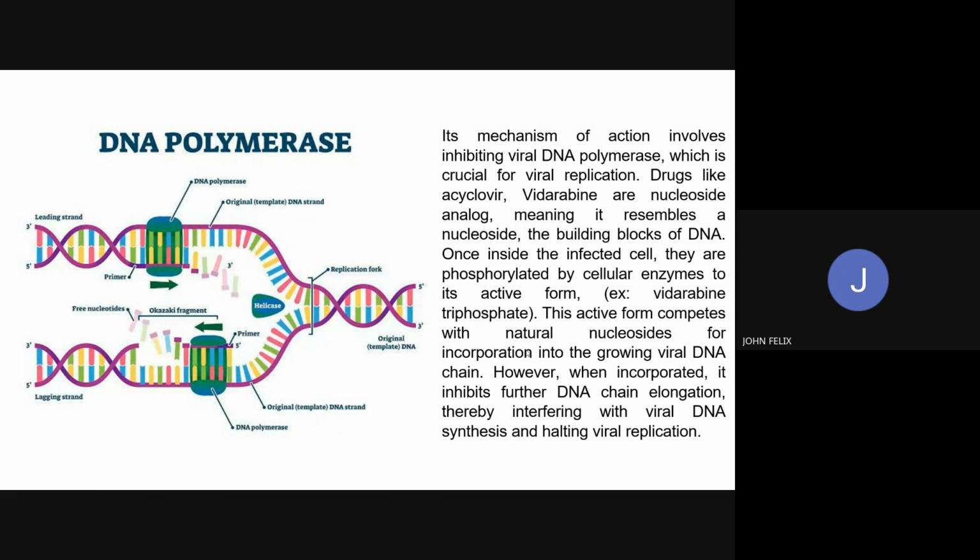These are prodrugs which are inactive at first, and once they enter the infected cell, they undergo phosphorylation and are converted into vidarabine triphosphate or acyclovir triphosphate. This active form competes with the natural nucleoside, and is incorporated into the growing viral DNA and inhibits viral elongation. So when this DNA polymerase enzyme is inhibited, this process can be stopped and the viral replication can be halted. Next slide.